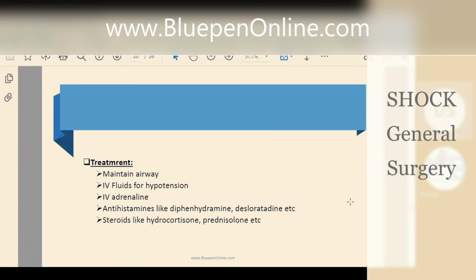So what are the treatments? First of all, you have to maintain the airway if there is breathing difficulty. Put IV fluids for hypotension. Give adrenaline, which is the drug of choice. You can give it subcutaneously or IM mainly, and only in very severe shock do we give IV adrenaline. Then antihistamines like diphenhydramine or desloratadine, etc. Then we can give steroids like hydrocortisone, prednisolone, etc.